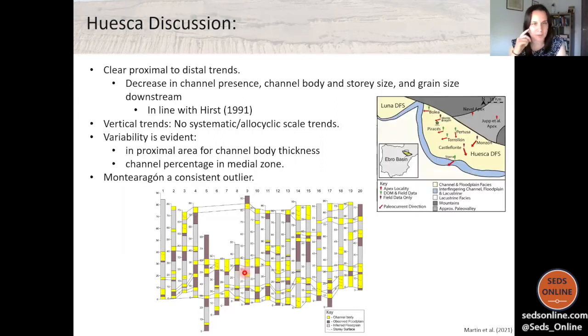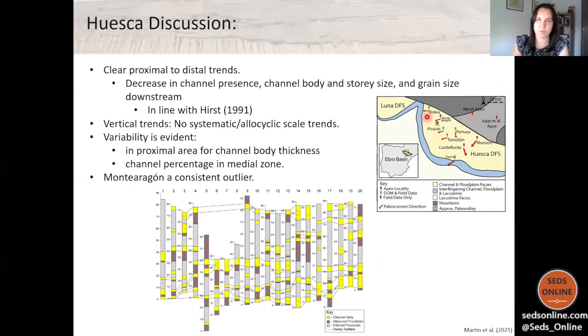Now, that Monte Aragon site is a consistent outlier. Obviously, we've got spatial data here, and then we're plotting it on a simple XY graph. And that data point is all taken from the Val here, and then we measure the downstream distance, assuming a radial pattern.